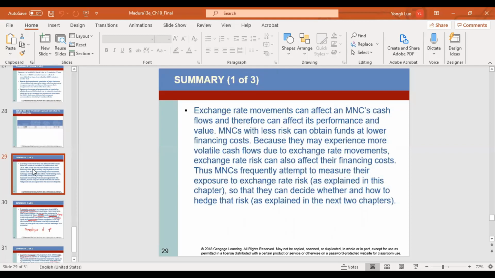Because they may experience more volatile cash flows due to exchange rate movement, exchange rate risk can also affect their financing cost. Thus, MNCs frequently attempt to measure their exposure to exchange rate risk, as explained in this chapter, so they can decide whether and how to hedge that risk, as explained in the next two chapters.